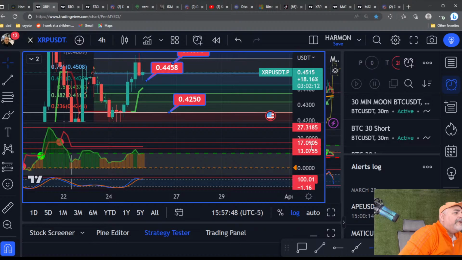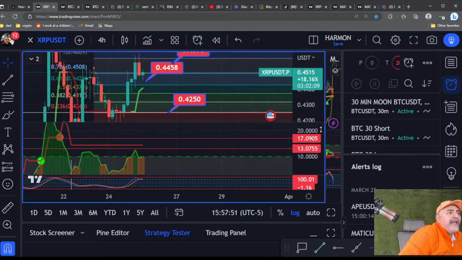Yeah, day trade and put it into a long-term bag. Definitely, definitely. 28K incoming, right?